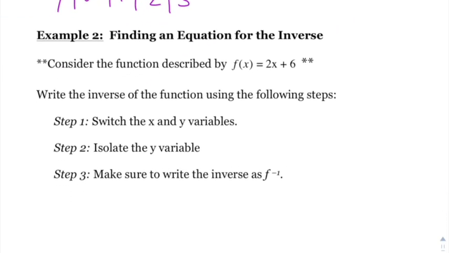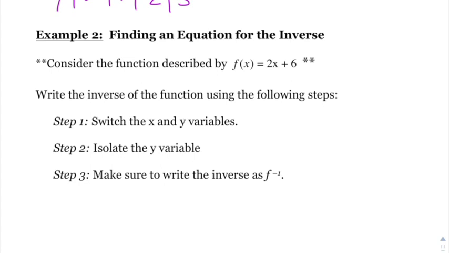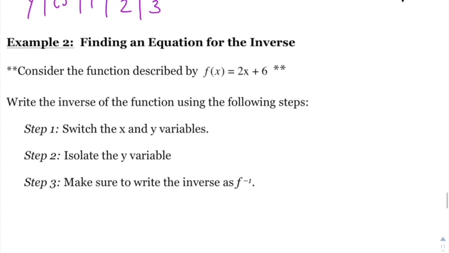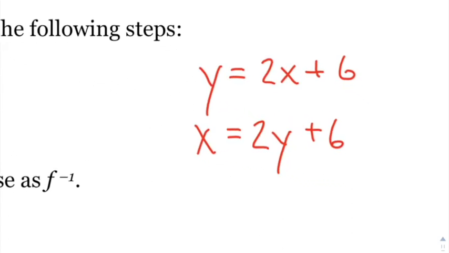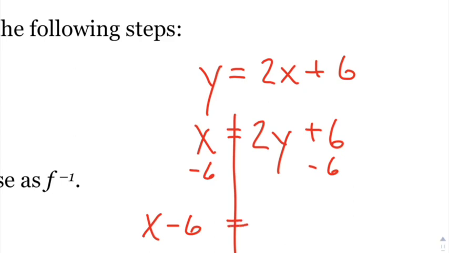Now as far as doing it with equations, it has the same main idea: switch x and y. First, I'm going to rewrite it as just y equals 2x plus 6. When I say switch x and y, I literally mean switch the y to an x, and the old x to a y. Then we're going to isolate our new y variable, or basically solve for the new y. We do this by subtracting 6 from both sides. And be careful, x and 6 aren't like terms, so we just write it as x minus 6.